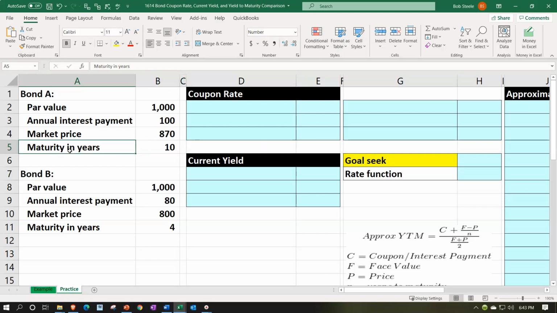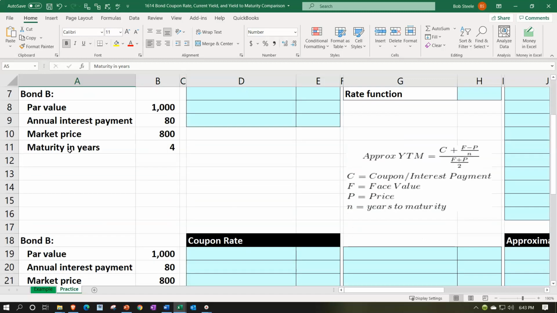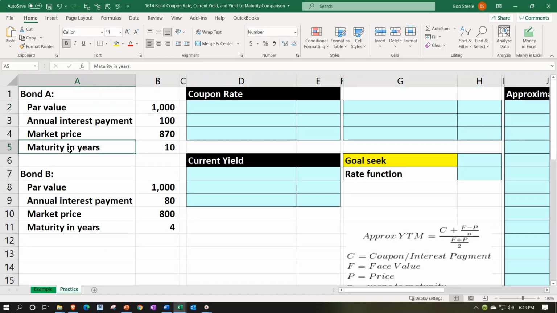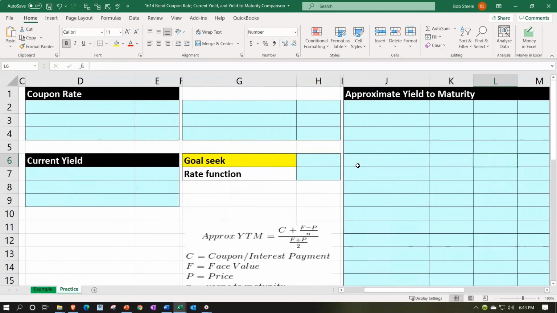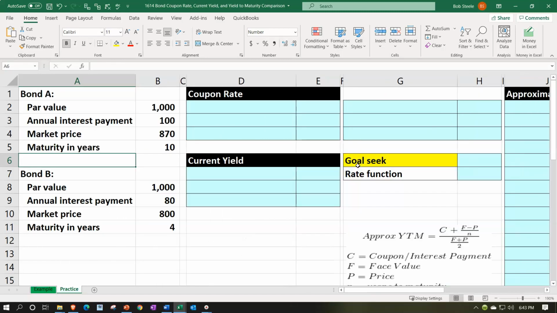We've got two bond type scenarios, bond A and bond B this time. We're going to be doing some comparisons between the calculations, mainly between the current yield calculation and the rate of return or the yield to maturity calculations. The current yield being a more quick type of calculation, and the more dependable calculation typically being the yield to maturity. So let's do our calculations up top.